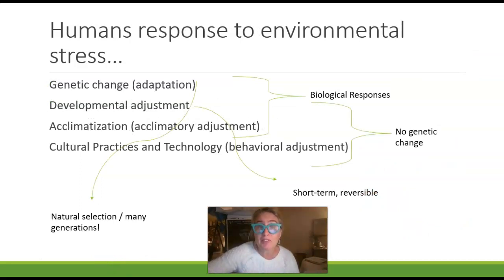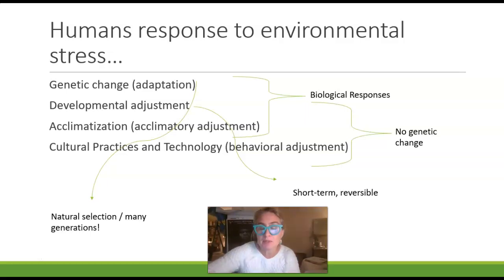Now, the example of sickle cell anemia and the example of lactose tolerance are both 2 examples of ways that humans have responded to environmental stress over time. So I want you to look a little bit at these adaptations and adjustments. So your book talks about genetic changes as being adaptation. So a way that over time we have selection for or against particular alleles. So genetic change can be understood as a biological response that takes place over many, many generations through natural selection.